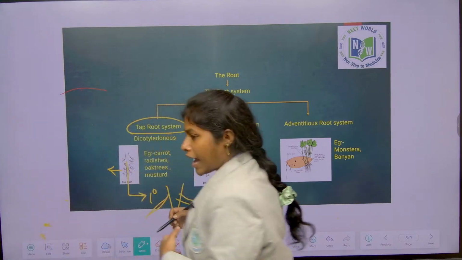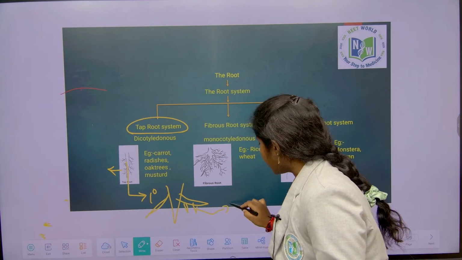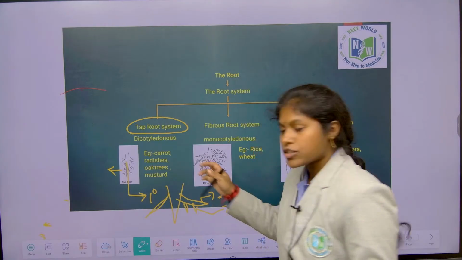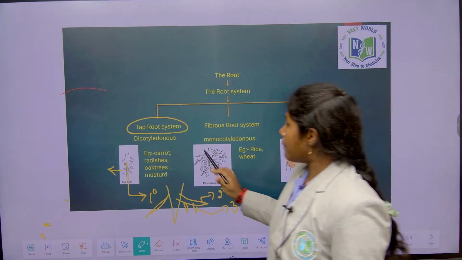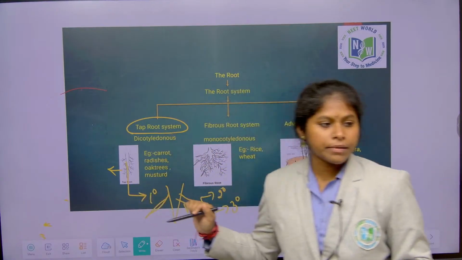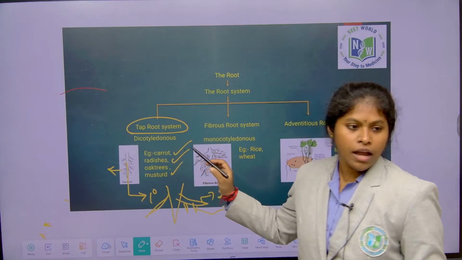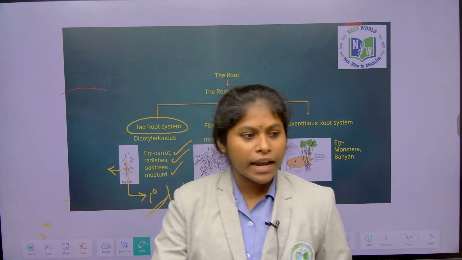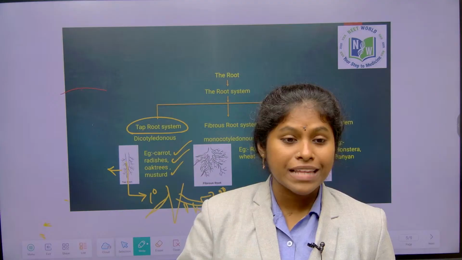These are secondary roots, having the tiny young roots. These are tertiary roots. They are showing the several orders of roots. Coming to the examples of the taproot system: carrot, radish, oak trees, mustard. These have the most stability. They are most firmly attached to the soil and provide the stability, which means anchorage.